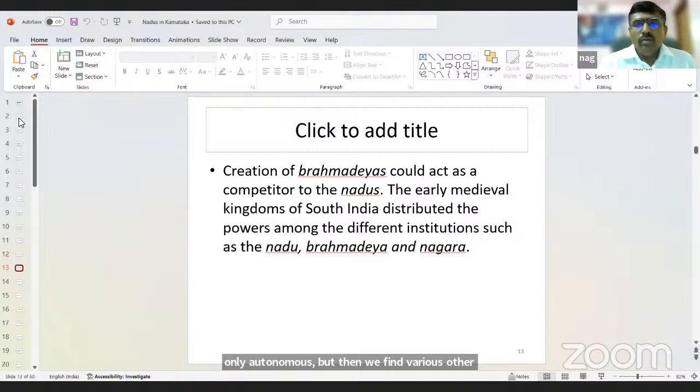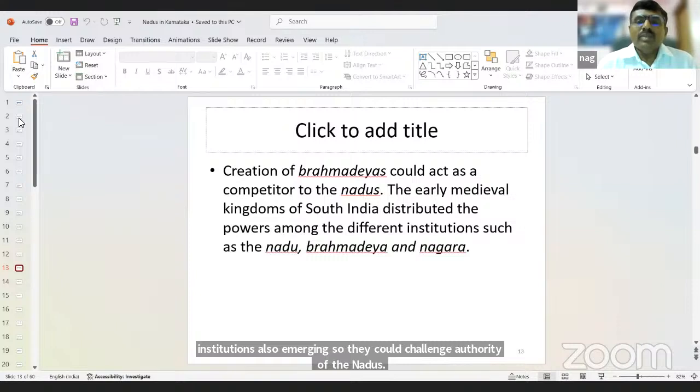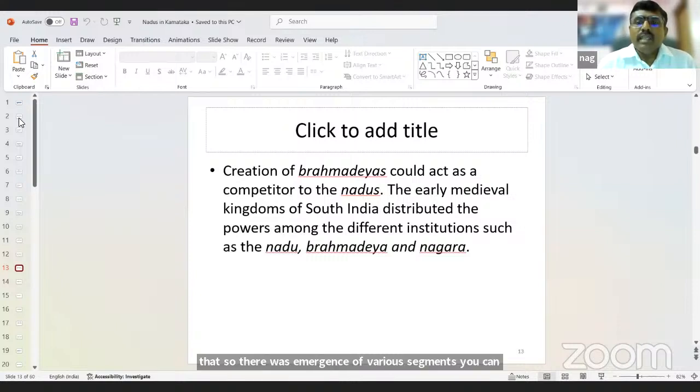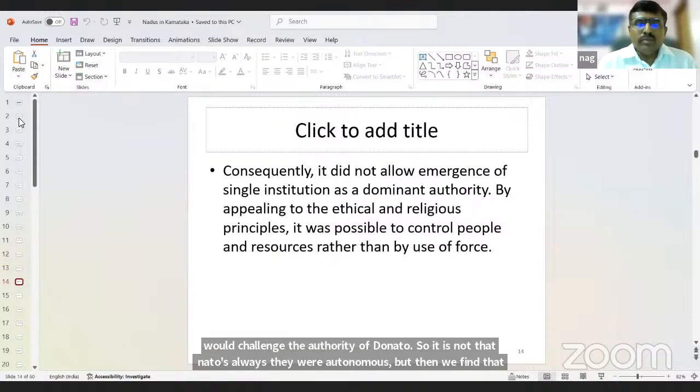Now, there was emergence of various segments, you can say: Nadu, Brahmadeya, Nagara, temples, Nagaram. Nagaram as a market center, as you know. So we find urban centers, urbanization taking place. Various segments we can find. It's not only Nadus, but also various other segments. So they would challenge the authority of the Nadus. It is not that Nadus were always autonomous, but there were some other institutions also which could challenge the authority of the Nadus.